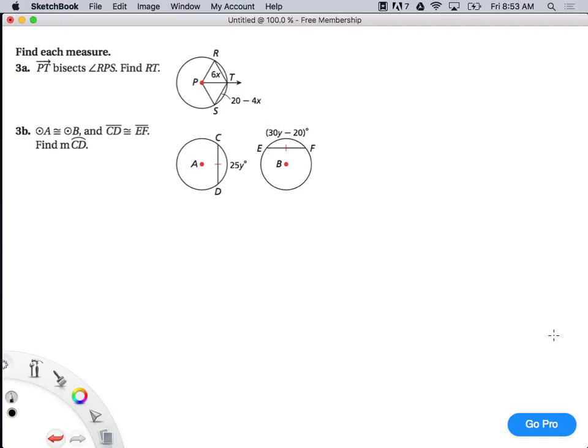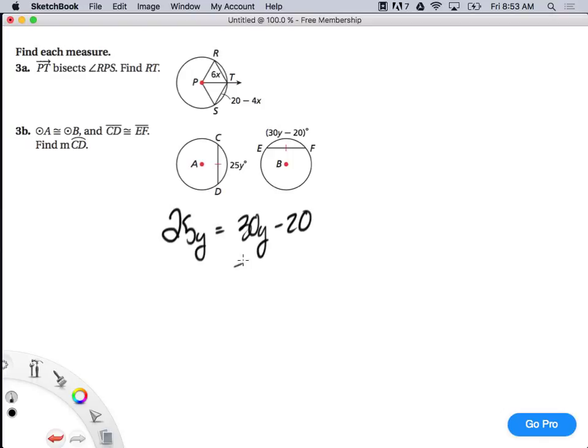All right. Let's do 3b. Here, these chords are congruent, so what do I know about the arc measures? They're congruent. And so I get 25y equals 30y minus 20.